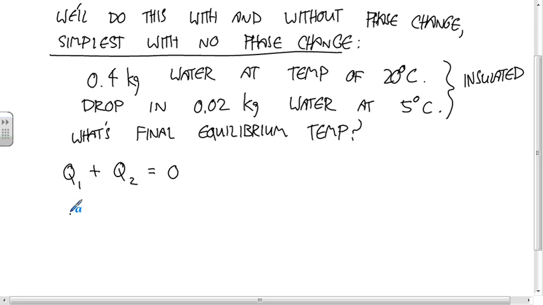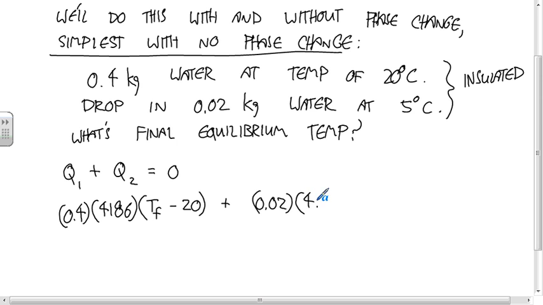We can rewrite that as the mass of the warm water times its specific heat times T final minus 20. That represents the change in temperature, plus 0.02 times 4186 times T final minus 5 is equal to 0. This is a single equation, so we can only solve for one variable.